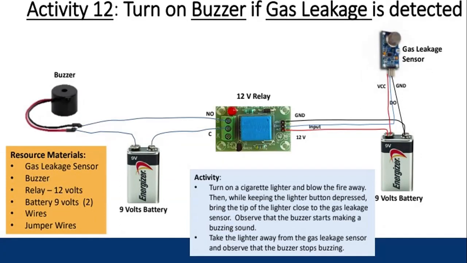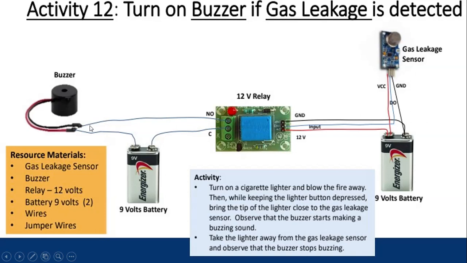Next, turn on the buzzer if there is a gas leakage. The MQ2 sensor is there, the one at the left corner. This gas leakage sensor has four terminals: one is VCC, D0, A0 is also there, and a ground. We can connect the ground to the negative terminal of the battery, VCC to the positive terminal of the battery, and D0 to the input terminal of a relay. It is the same connection as we already did in the previous activities.